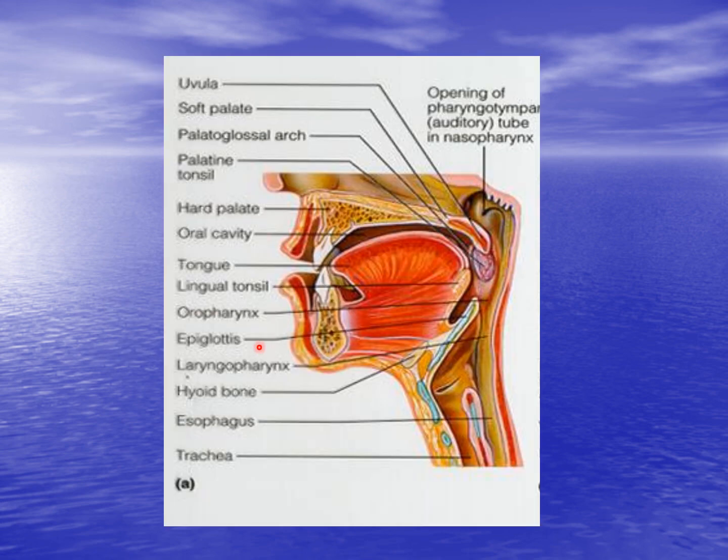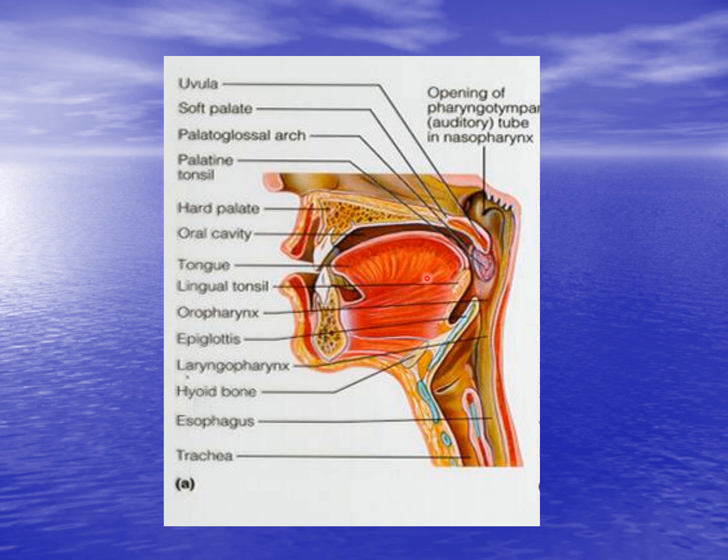This is a median sagittal section. This is the mandible, lower teeth, hard palate, upper teeth, soft palate. This is the tongue. What are the parts of the tongue? This is the tip of the tongue. This is the base of the tongue. This is the dorsal surface of the tongue. This is the inferior surface of the tongue.